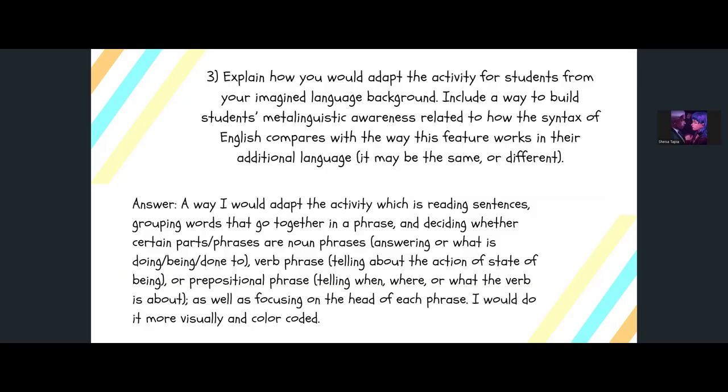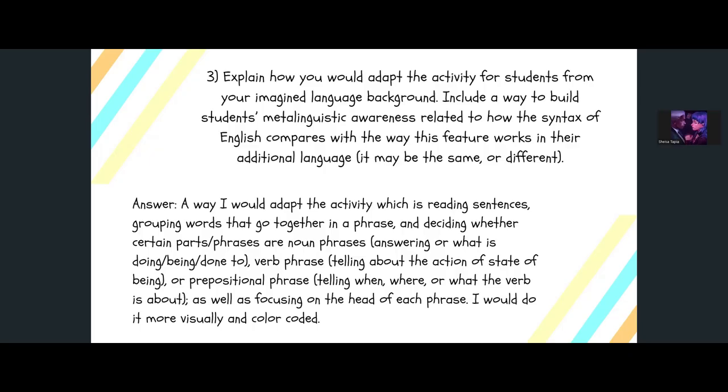So, a way I would adapt the activity, which is reading sentences, grouping words that go together in a phrase, and deciding whether certain parts or phrases are noun phrases, aka answering who or what is doing or being done to, verb phrases telling about the action or state of being, or prepositional phrases telling when, where, or what the verb is about. As well as focusing on the head of each phrase, I will do it more visually and color coded.